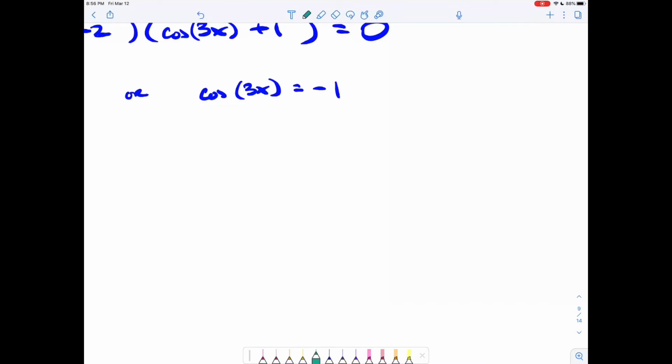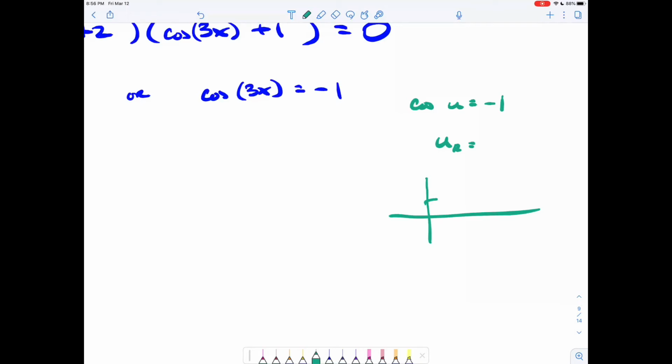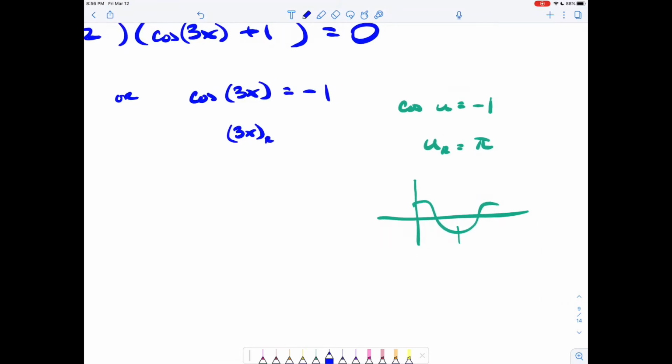Now again, if this just said something like cos of u is -1, we could get the reference u. Cosine's graph looks like this. This -1 happens at pi. So that's what we'd be saying. The reference angle is pi. So similarly, the reference version of 3x, that's an r, is equal to pi. Hooray!